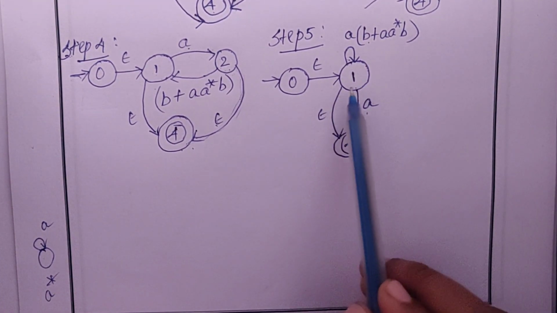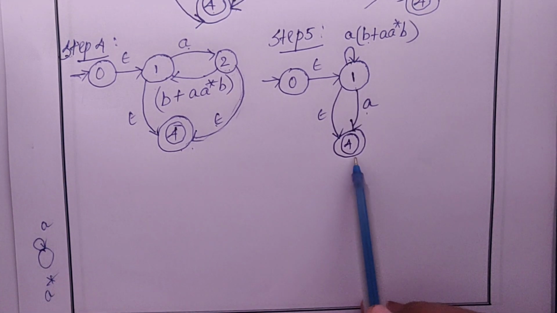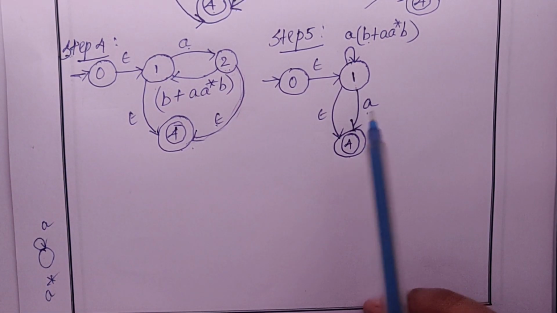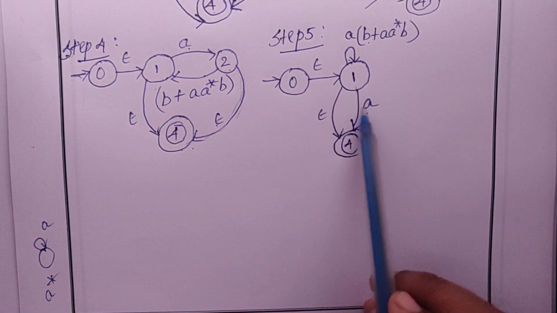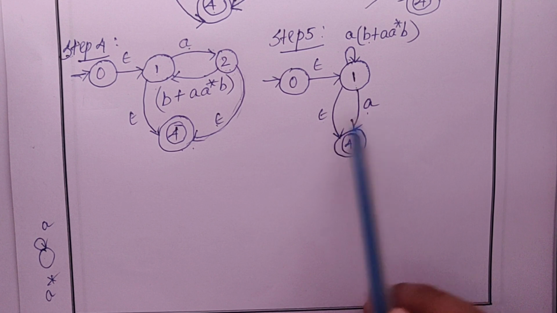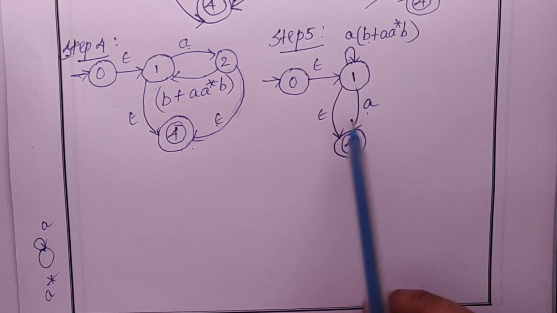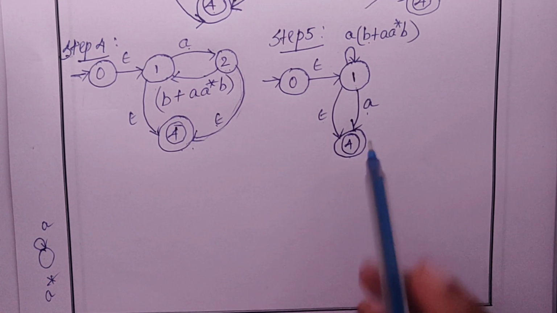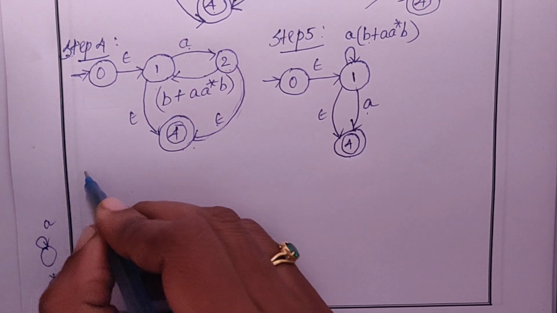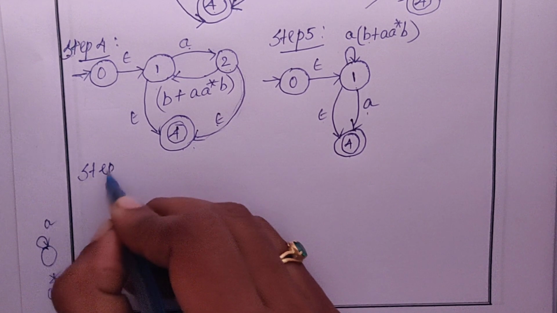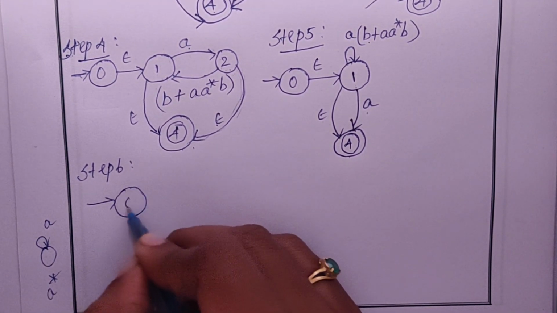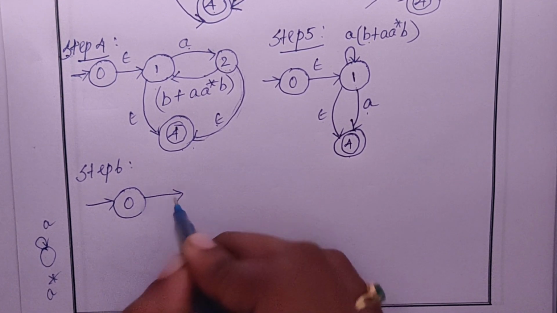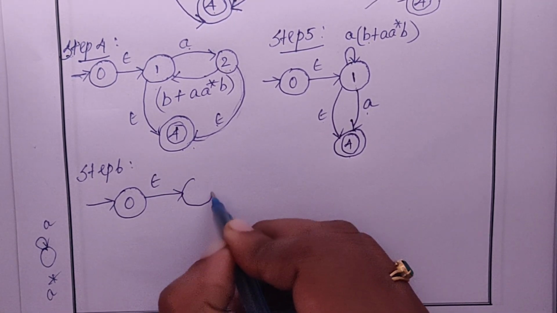And another one is, see, from 1 I can reach final state either through A or through epsilon. When you see branches, you know it is OR operator. OR. So what is the corresponding operator? It is plus. Right, now I'll write this. Step 6. Step 6, it is 0 epsilon. Right.